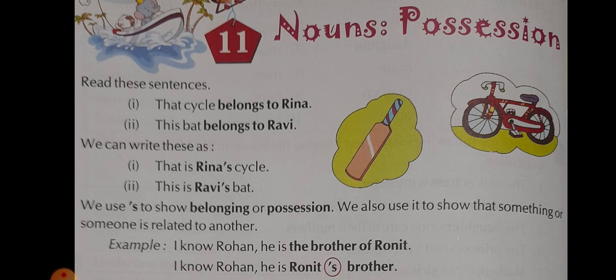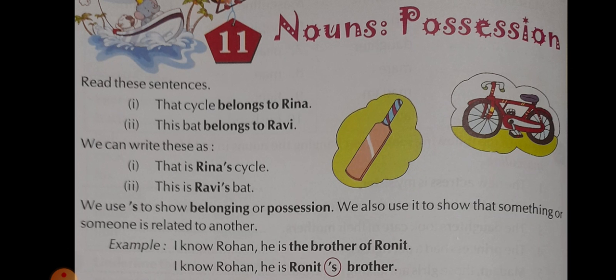Read these sentences. That cycle belongs to Reena. This bat belongs to Ravi. We can write these as: That is Reena's cycle. This is Ravi's bat. We use apostrophe S.